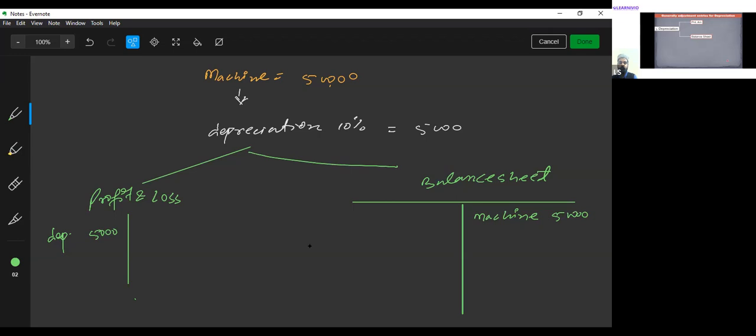Let's suppose the machine is already 50,000. But since the depreciation has been applied on the machine, we will be reducing the value of the machine by the amount of depreciation. So this is how depreciation will be recorded in the balance sheet. And the final value will be reflected in the final column, 45,000. This is how it will be recorded in the balance sheet. Is that clear, all of you?